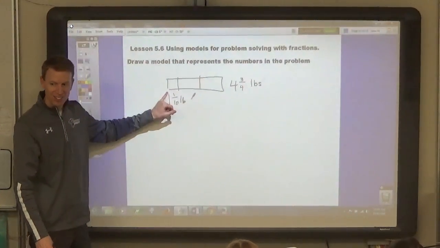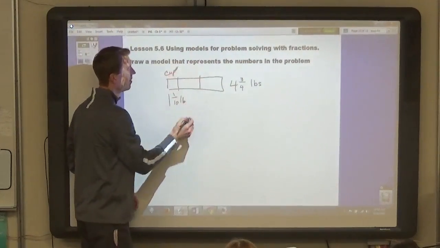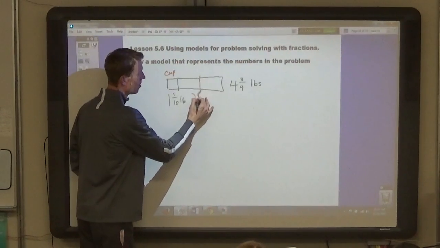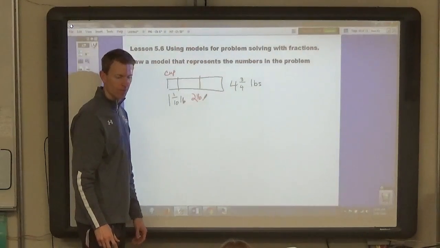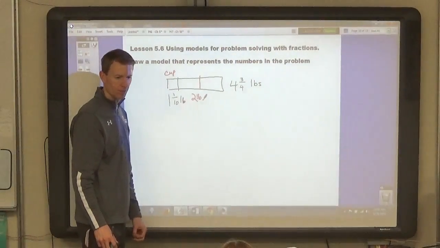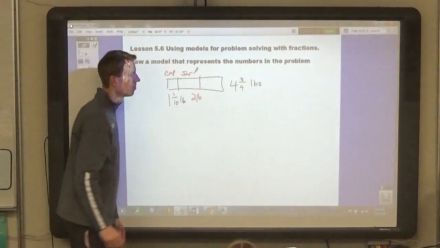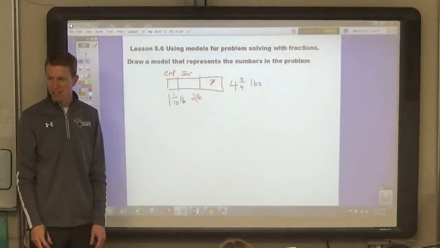Yep, we got that. 1 1/10 on the cup. 2 pounds on the jar. And how much does she have left? That's the remaining amount.